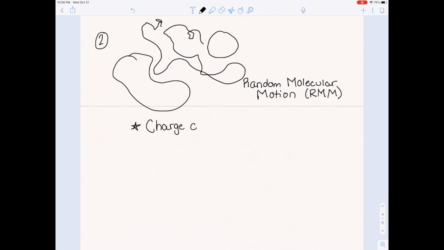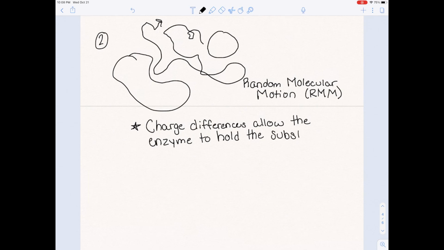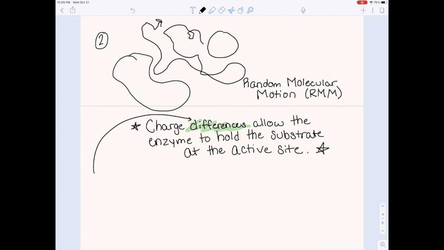Because the charge differences allow for the enzyme to hold on to the substrate. And remember that this occurs at the enzyme's active site. And when I'm saying charge differences, what I mean by that is opposite charges, because remember we said that opposites attract.